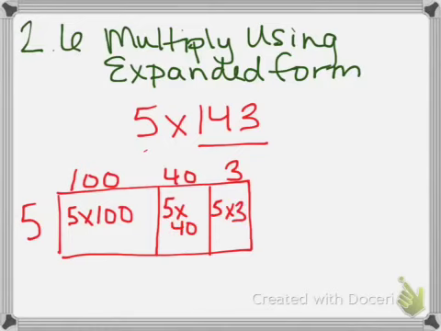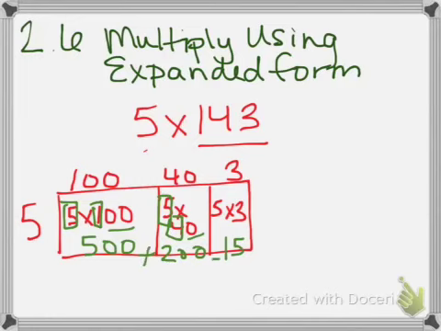And then students would go through and find the product using, if it's a 5 times 100, they can box and underline. So 5 times 100 is 500. Box and underline. So I have 20 with an additional 0. And 5 times 3 is 15. Then they would go through and they would add these up.